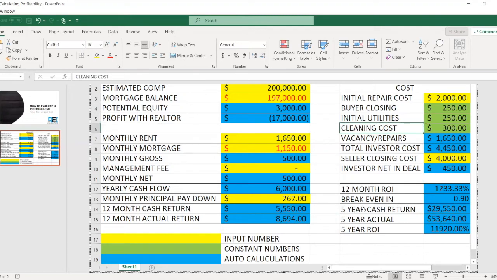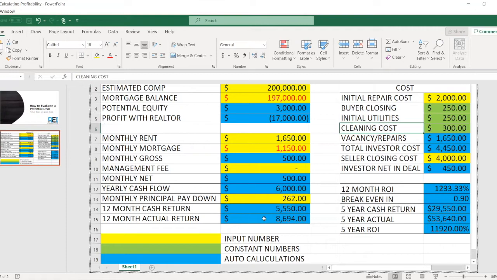Now, what you can also see is a 5-year cash return. That is your net over 60 months. This house should make you almost $30,000. You'll see here I have a 12-month cash return and a 5-year cash return, but also an actual return. What is that number? This number takes into account your tenants also paying down your monthly mortgage payment for you. So this actual return is your net return plus your principal pay down, creating more equity.